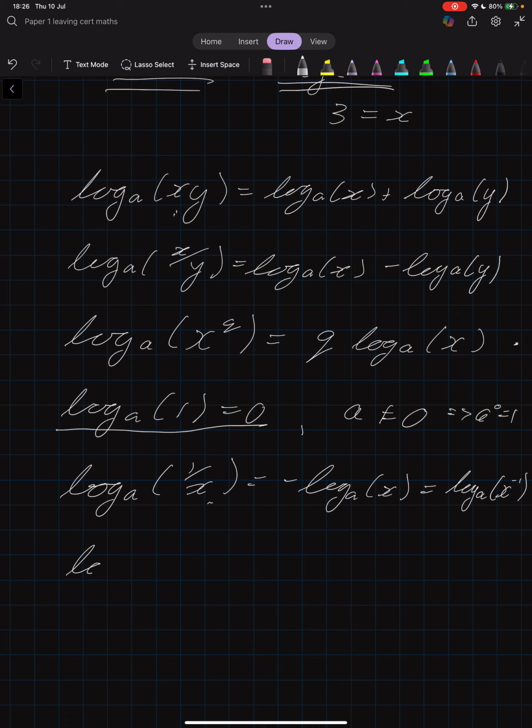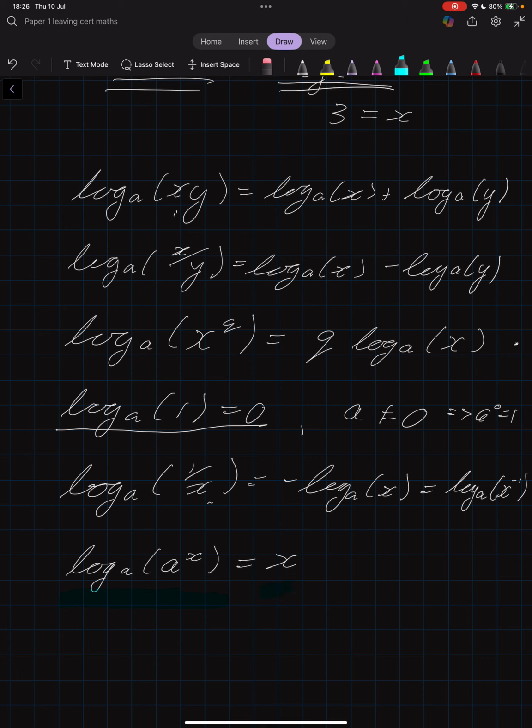We also have log to the base a of a to the power of x equals x. Now, why is that the case? This is the case because what you're kind of saying is, okay, a to the power of what gives me a to the power of x?